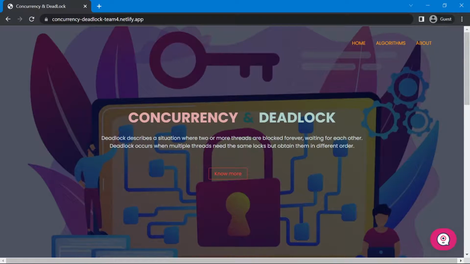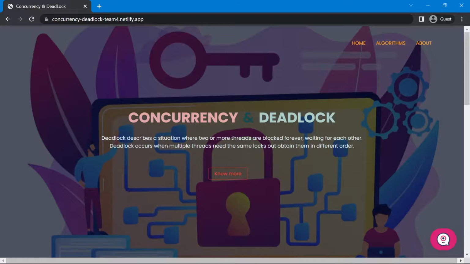My name is Kavathiya, a second year student of Pandit Deendayal Energy University studying computer science. I am from Team 4 and we were assigned the topic Deadlock and Concurrency in our operating system lab. So we prepared a website which simulates all the algorithms and we have deployed the website in Netlify.